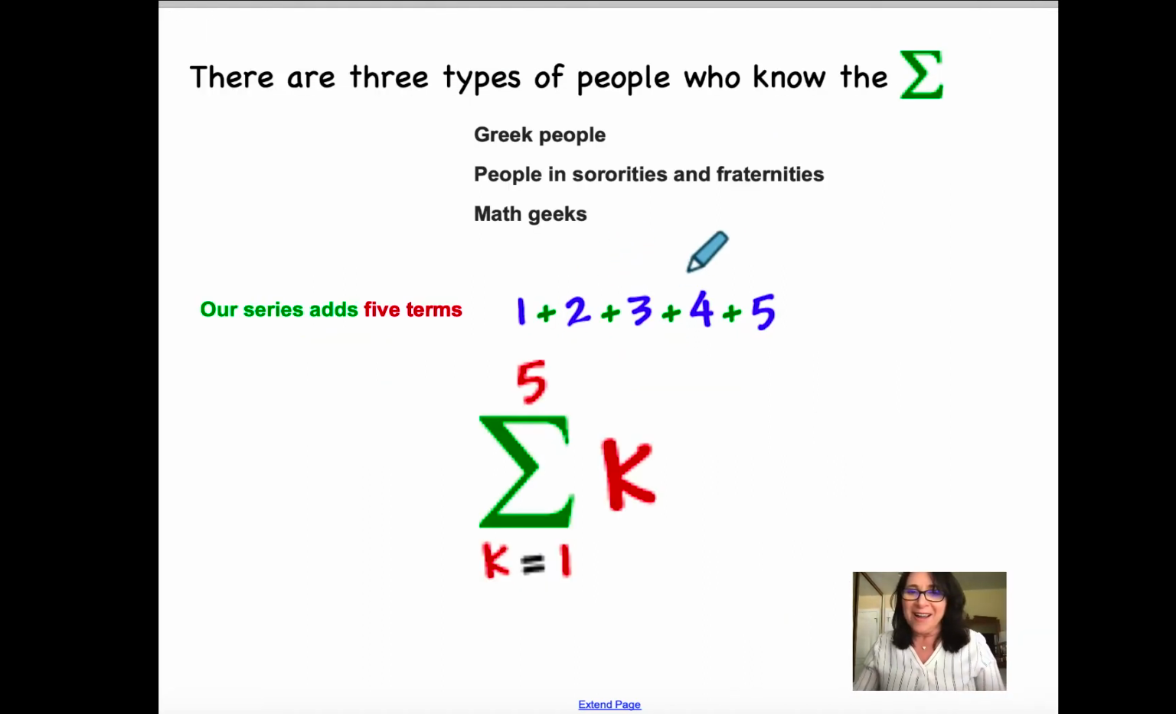There are 3 types of people who know this symbol: the Greek people, people in sororities, of course, and fraternities, and math geeks. We're math geeks. This series adds 5 different terms. So we just did that. And so k is that, which I just showed you. And so the result of this, 1, 2, 3, 4, 5, is 15.